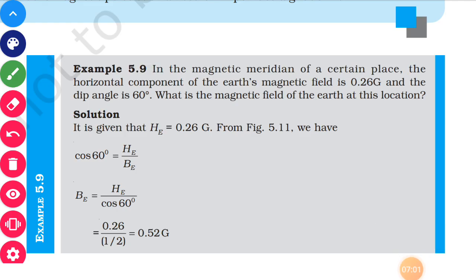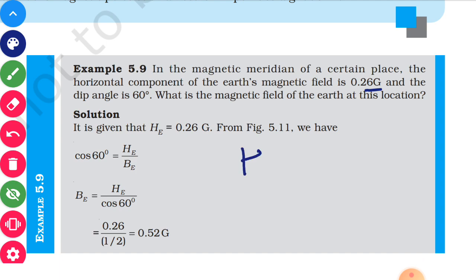Now example number 5.9. In the magnetic meridian of a certain place, the horizontal component of the Earth's magnetic field is found to be 0.26 Gauss and the dip angle is 60 degrees. What is the magnetic field of the Earth at this place?